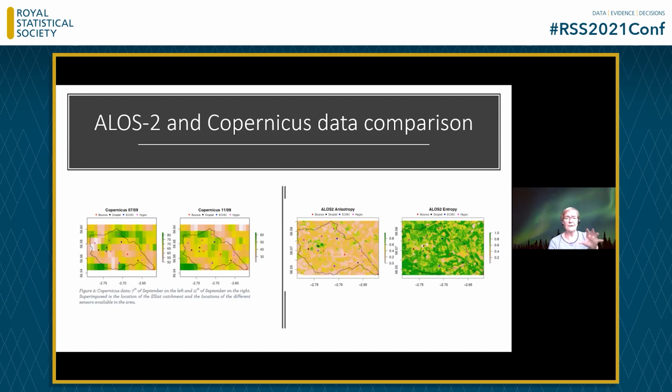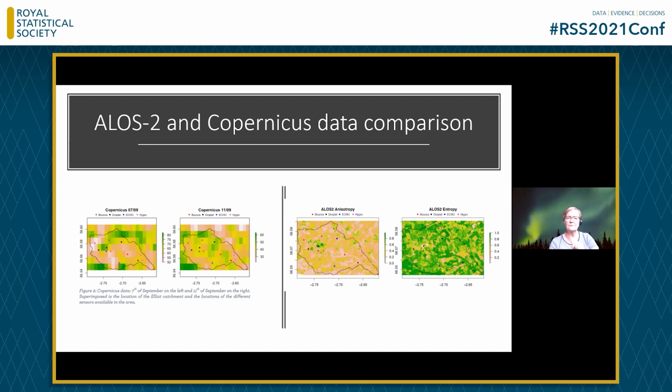Now, the two plots on the left are from Copernicus, 4 days apart. You can see quite clearly the pixelation in terms of the 1 kilometre spatial resolution. The two pictures on the right are of 1 day and they're 10 metre resolution.